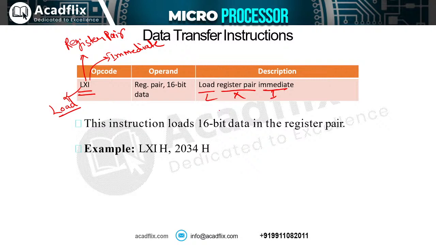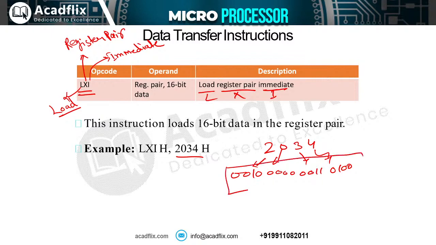In this you load an immediate value into the register pair specified in the instruction. For example, LXI H will load 16-bit data. 2034 is 16-bit data, and its binary will be 0010, 0000, 0011, and 4 means 0100. This 16-bit data will be moved to the register pair HL.